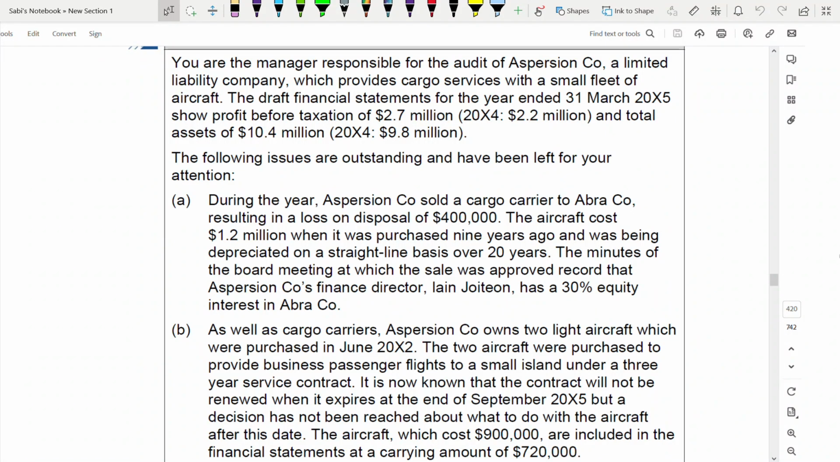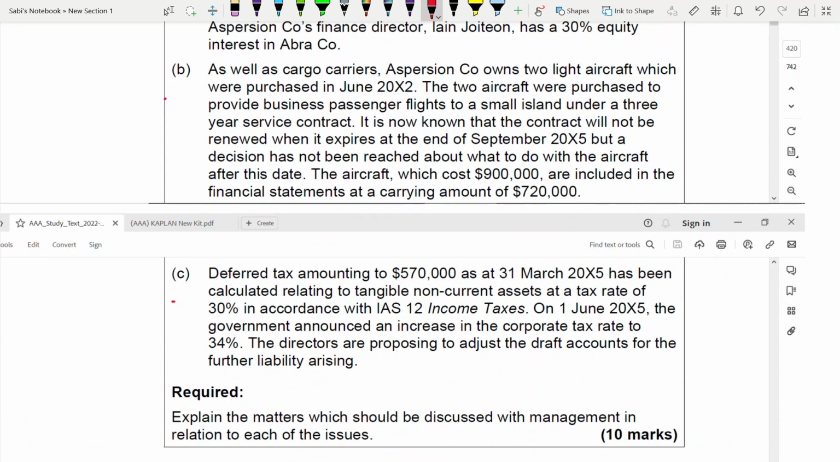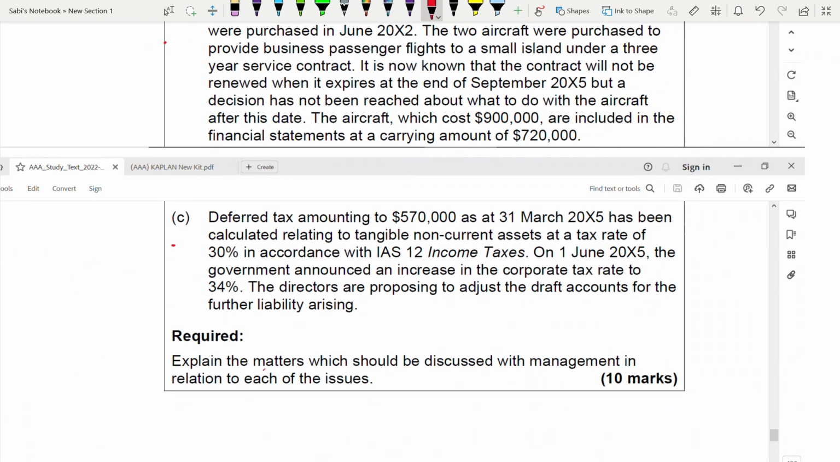Test your understanding one. So in this question, you have been given three different issues, okay, that need to be communicated with the manager. You can see A, B, and C. And the requirement says explain the matter which should be discussed with the management in relation to each of the issues, 10 marks. This 10 marks is overall. They didn't split. Okay.